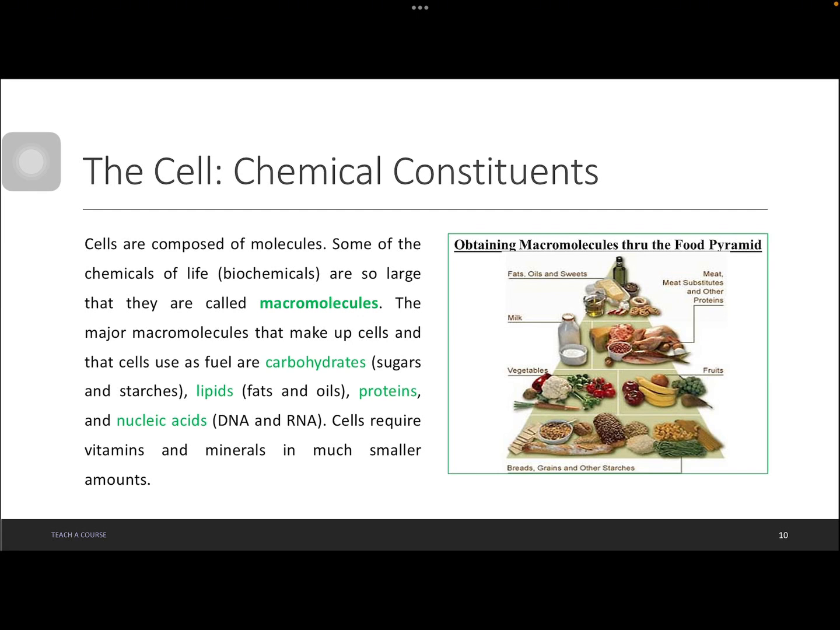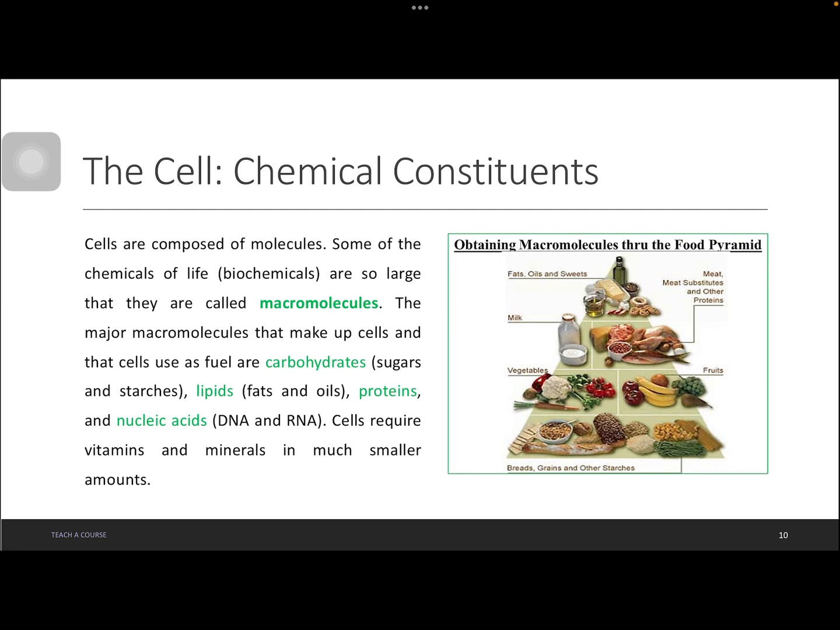Next is the protein, which is really helpful to perform functions of the cell. So, si protein po ang nagagawa. Next is nucleic acid, such as the DNA and the RNA. Sila po ang nagdadala ng genetic information ng bawat isa. So, ayan po ang ating four macromolecules: carbohydrates, lipids, proteins, nucleic acid.